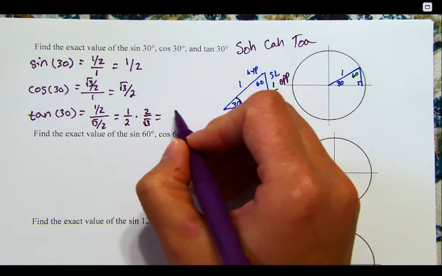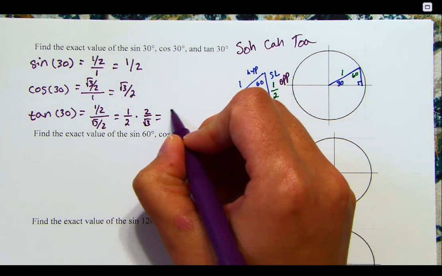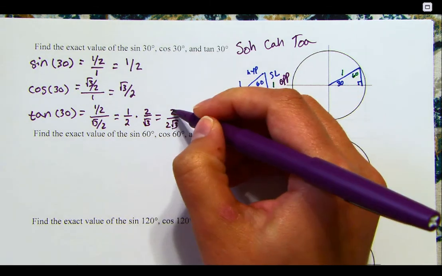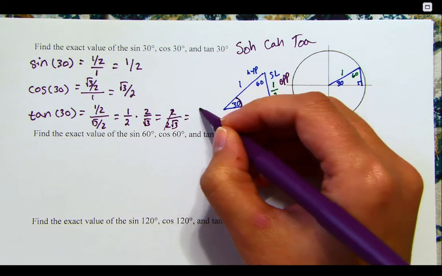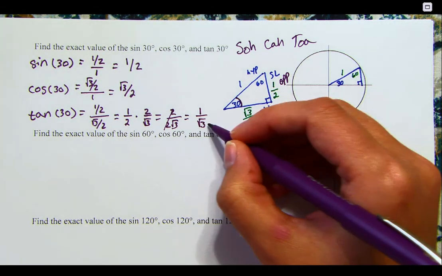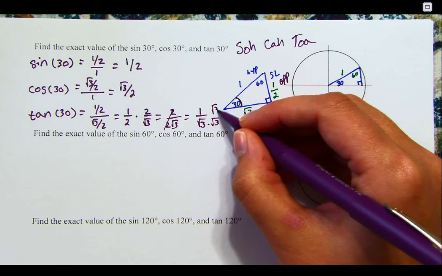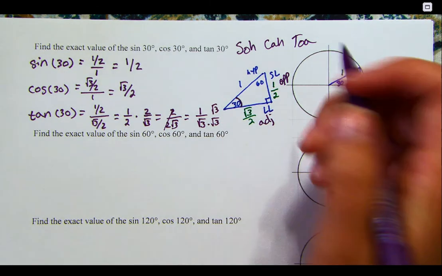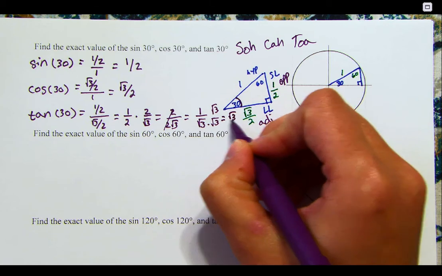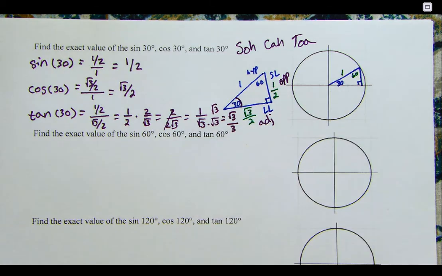So when we do that, this will be 2 over 2 square root of 3. So that's going to cancel to become a 1. So 1 over the square root of 3. And then we will need to rationalize. So square root of 3, square root of 3. Oh, running out of space here. So this will be the square root of 3 over 3 for that tangent.